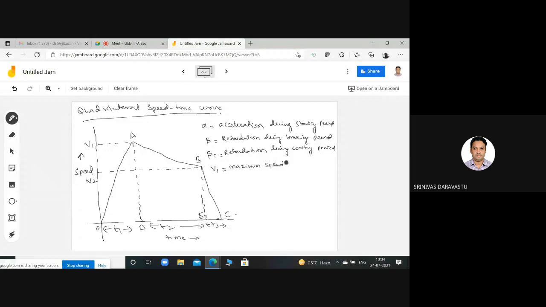Maximum speed at the end of the acceleration period. And V2 is the speed at the end of the coasting period. And T is the total time of run, or actual time of run.